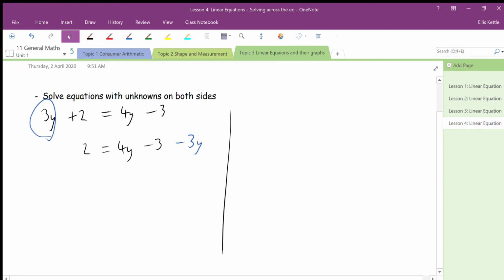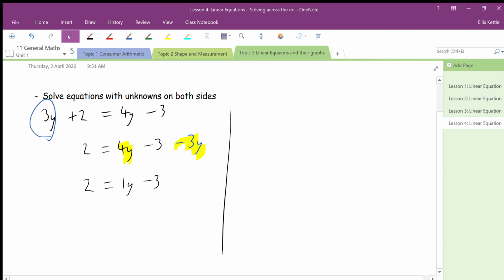Now, before I used to always be able to combine my numbers together. I can still do that with letters. I've got 4 y's, I'm losing 3 y's. How many y's am I left with? Yeah, you'd be right, it's 1 y. 4 minus 3 is 1 y.